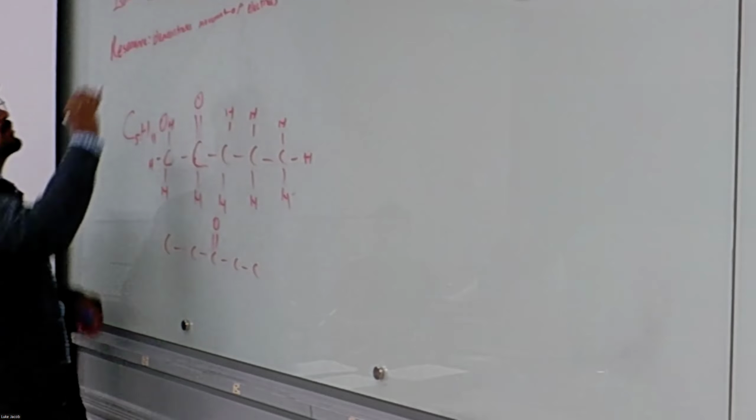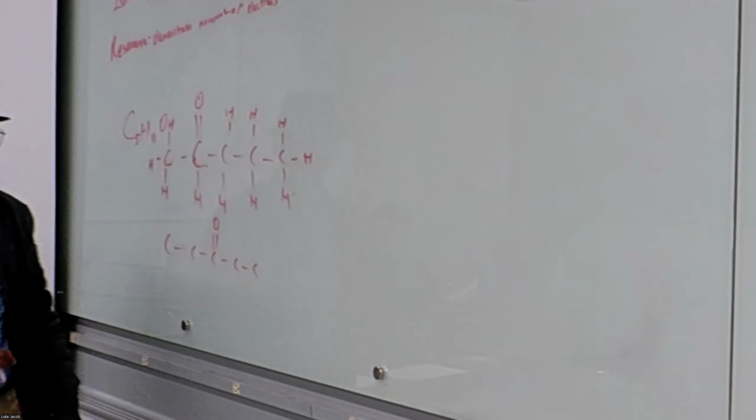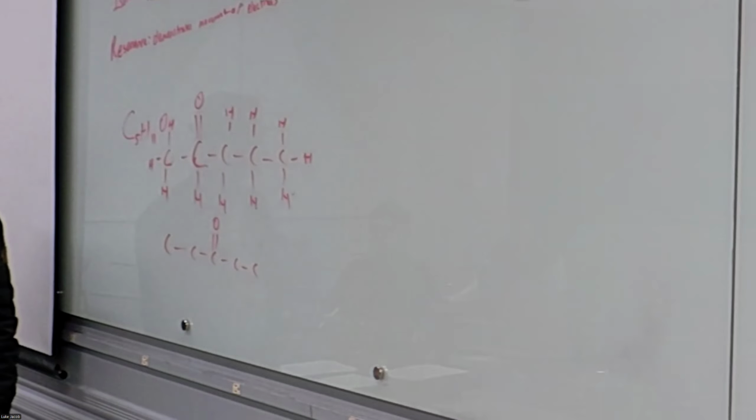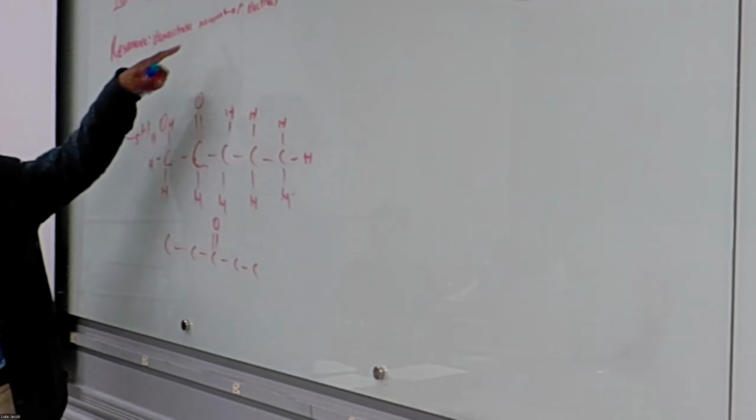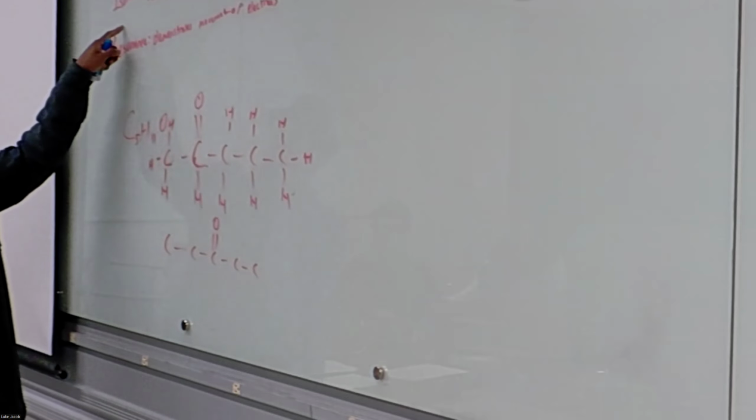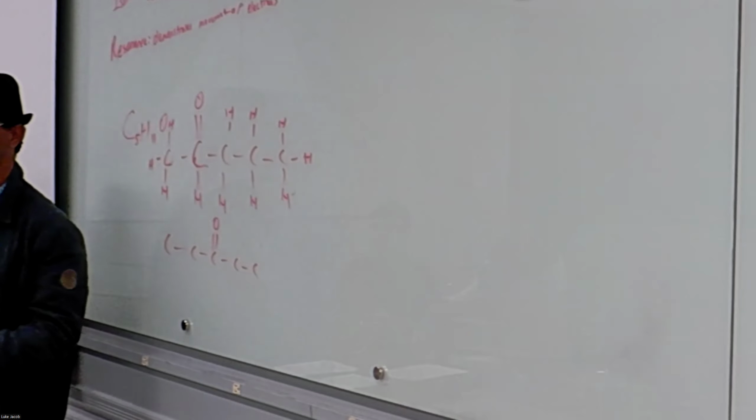So basically, same molecular formula, different structure. Why is that not also resonance? Because resonance only deals with the movements of electrons, whereas isomers deal with different structures but the same formula.